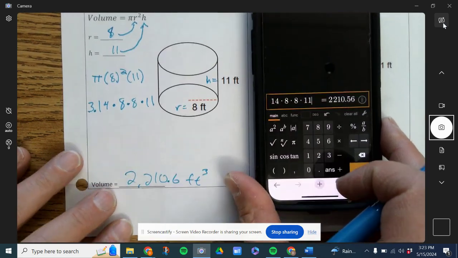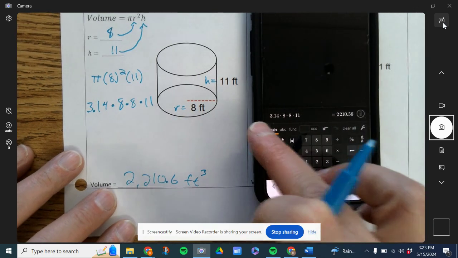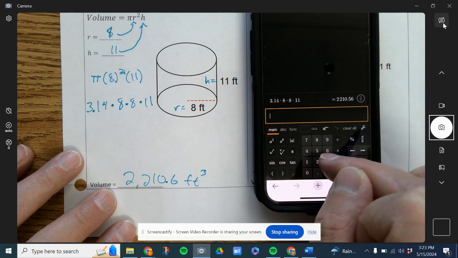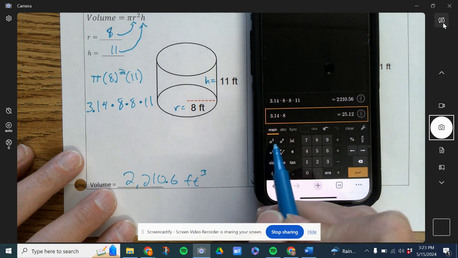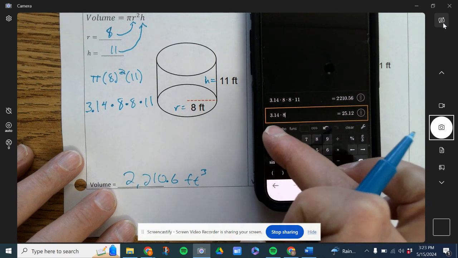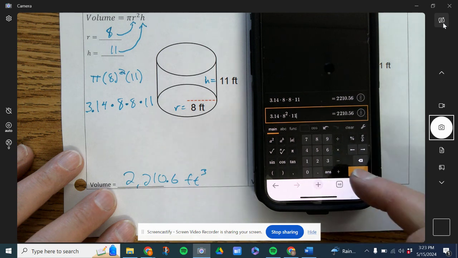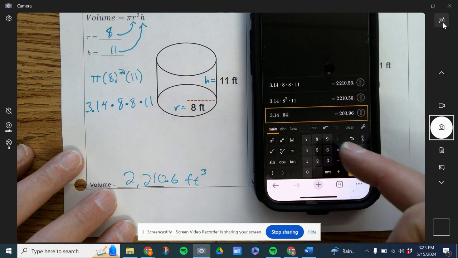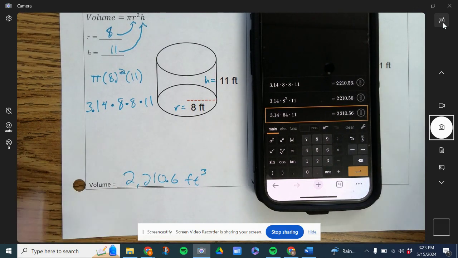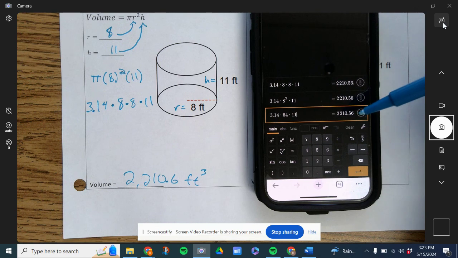Now if you're looking at this and you're like, okay, all right, let me actually adjust that so we can see the whole thing right there. You can also put this in as 3.14 times 8 squared times 11 gets you the same thing. You can also put it in as 3.14 times 64 times 11 because 8 squared is 64. 8 times 8 is 64. So 3 different ways to put this in, okay? That will all give you the same answer, okay?